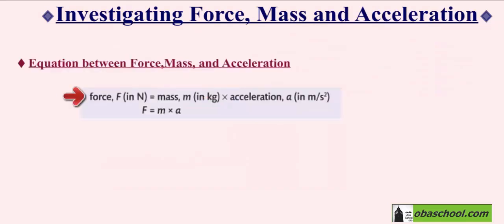So at last we have the equation between force, mass, and acceleration. We have a force F in newtons, the mass m in kilograms, and the acceleration a in meters per second squared. So F equals m times a.